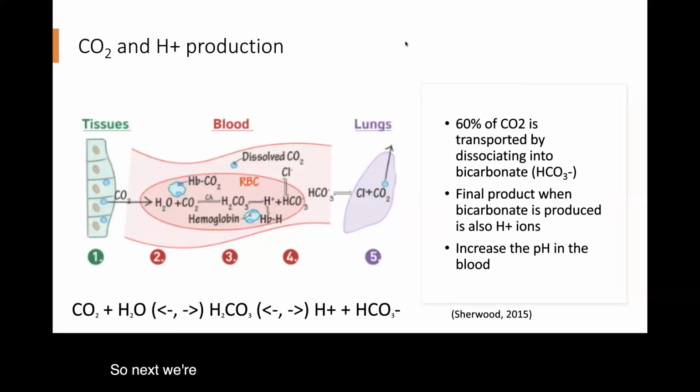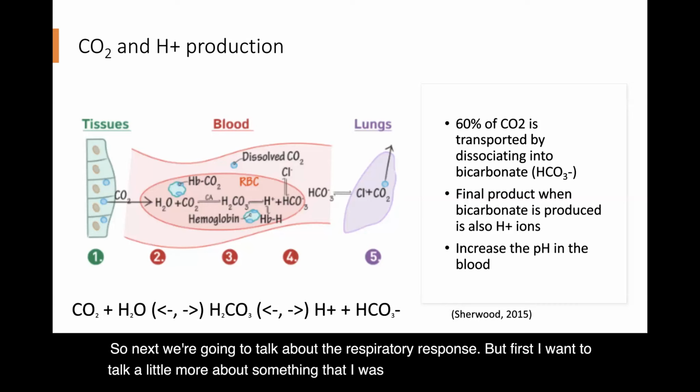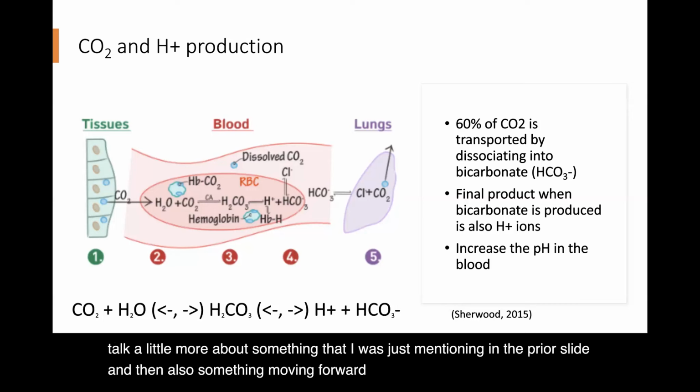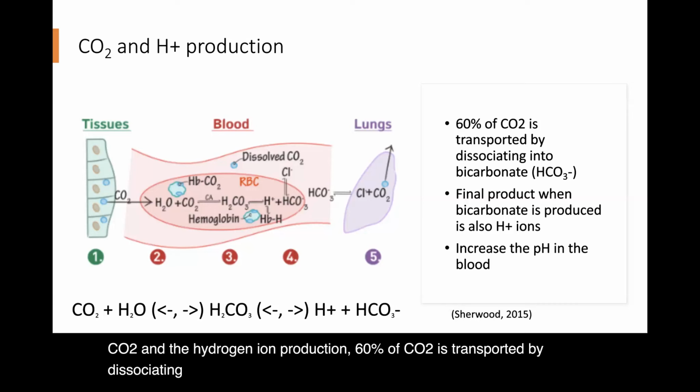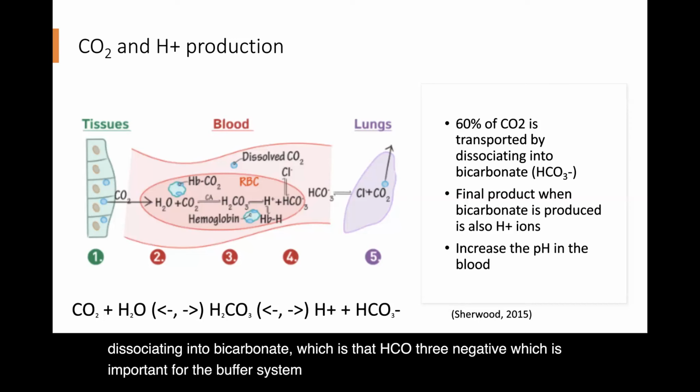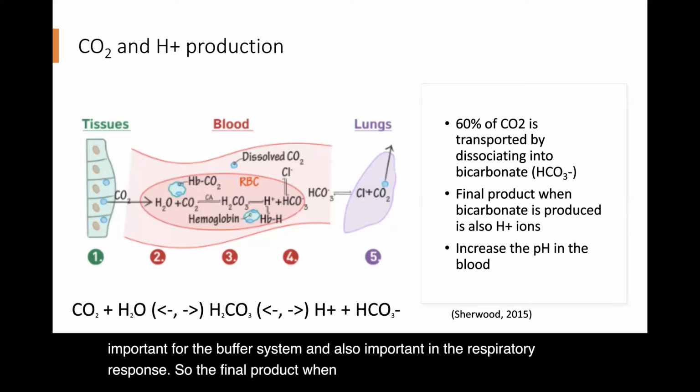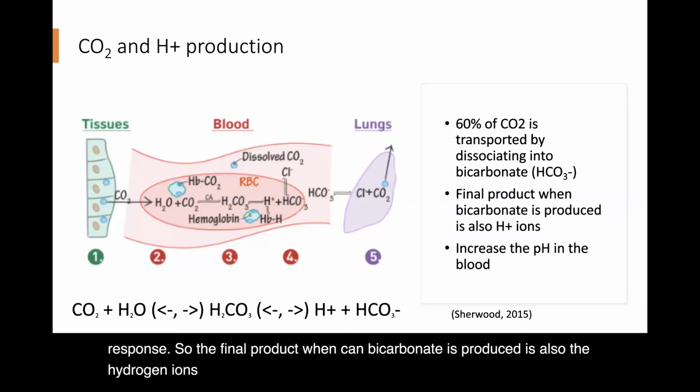So next we're going to talk about the respiratory response. But first I want to talk a little more about something that I was just mentioning in the prior slide, and then also something moving forward that's going to be important. So CO2 and the hydrogen ion production, 60% of CO2 is transported by dissociating into bicarbonate, which is that HCO3 negative, which is important for the buffer system and also important in the respiratory response. So the final product when bicarbonate is produced is also the hydrogen ions, which can increase the pH in the blood. And I do have that reaction shown at the bottom there.